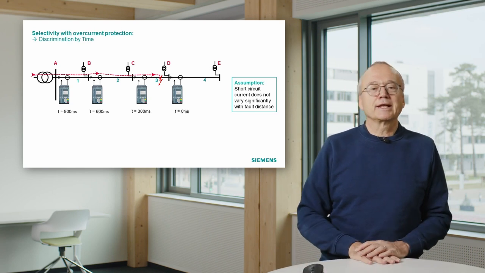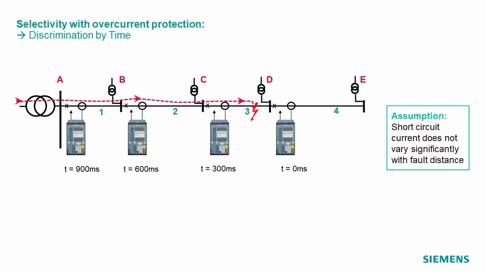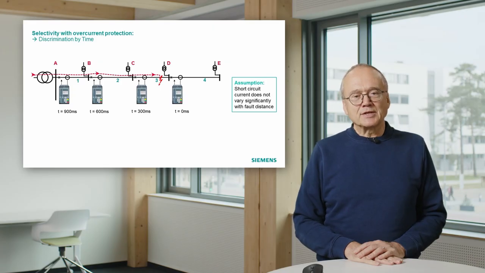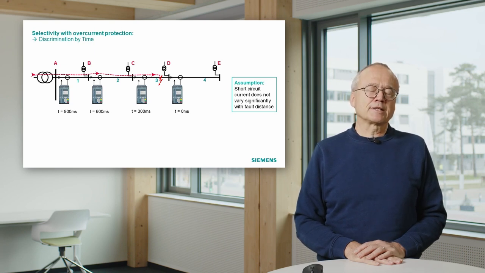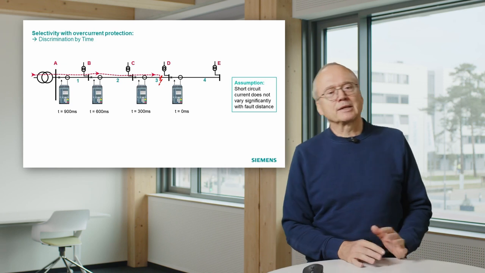The simple solution in this case is we make different timer settings. That means the rightmost relay gets the lowest timer setting, in this case 0 milliseconds. In this example, I made the following settings. The next relay gets 300 milliseconds, the next one 600, and the one at the in-feeding station gets 900 milliseconds. You see in this case I have a difference in time delay of 300 milliseconds. That's pretty much. You can also make it a little bit smaller.